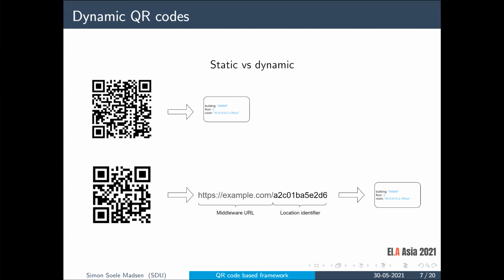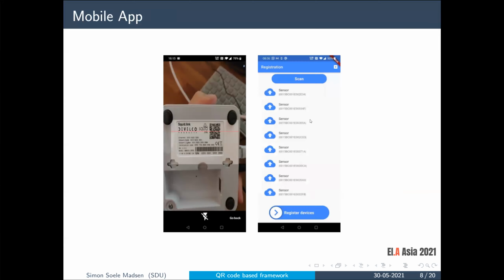So instead of having a static object here and just embedding our building data directly into the QR code, we have an identifier instead, as in the second one, that just facilitates a web request, and then we have a flexible object that we can change if we want to, because we cannot change the static QR codes. We do this by using a mobile app that scans the QR codes.